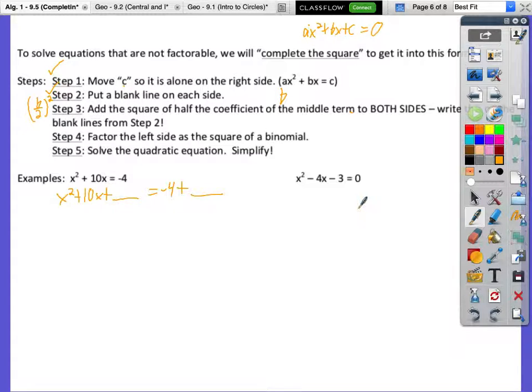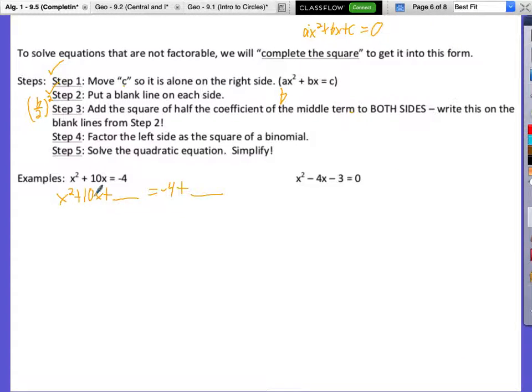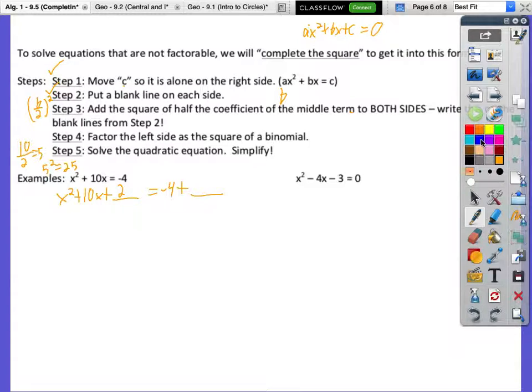So here, what's our B? 10. So we take 10 divided by 2, and what do we do with that 5? We square it now. So we take 5 squared and we get 25. So what are we going to put in this blank? 25. And I'm actually going to write that in a different color just so we know.